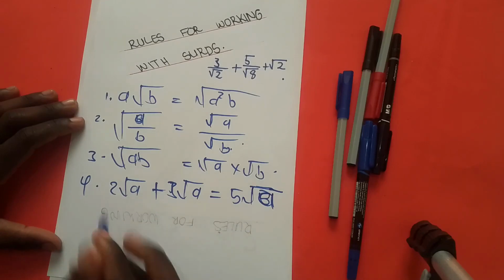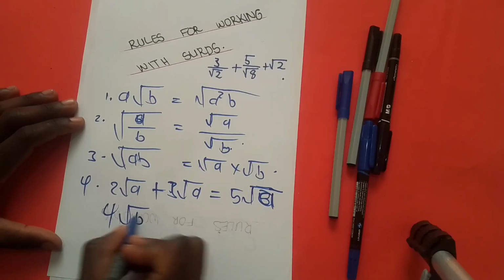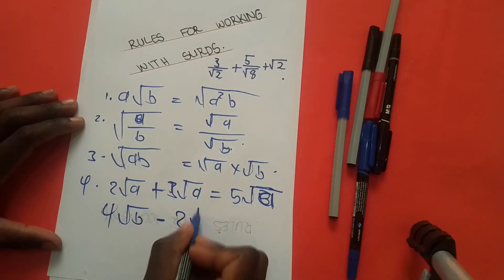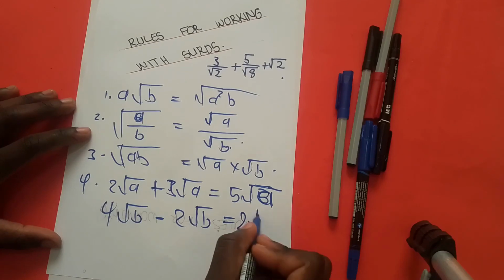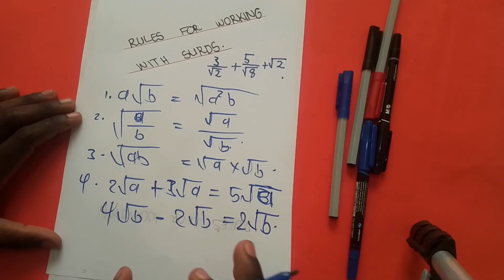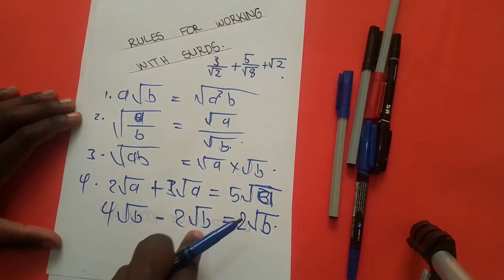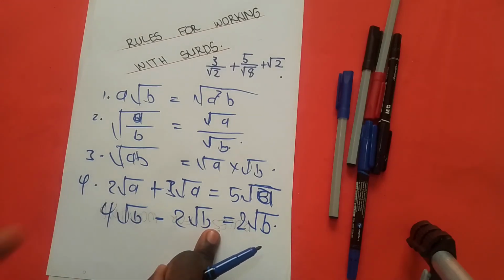Okay, so I hope you got this. For example, let's say we have 4 root b minus 2 root b. So this is just the same as 2 root b. I hope I've clarified that one. As long as the term which is under the square root sign is the same. We have root b and we have root b here.